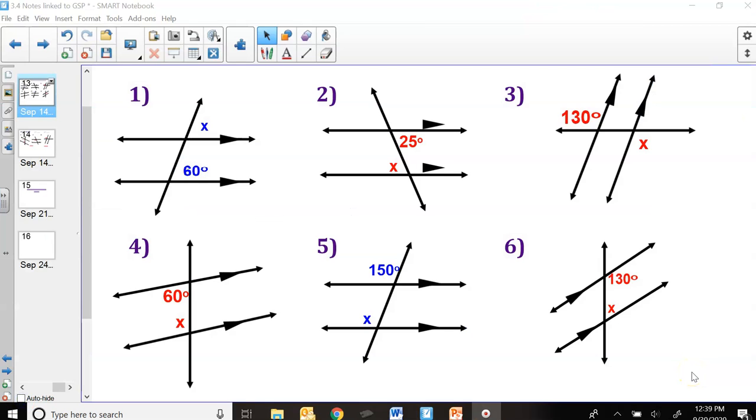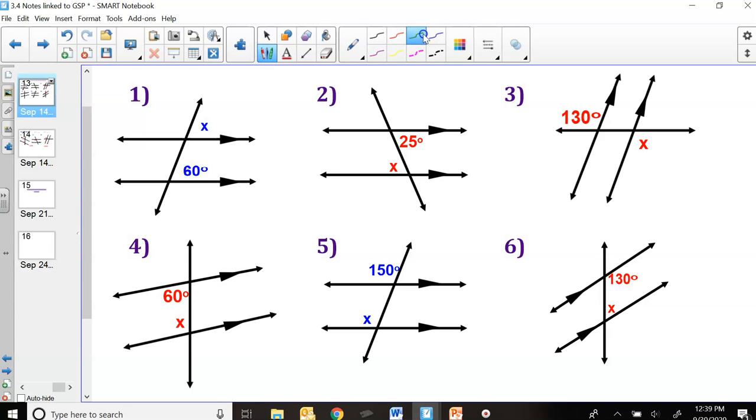All right, I'm going to work through a few examples, okay? It's very important that you figure out if the two angles you're looking at are corresponding, alternate interior, or alternate exterior, because if they are, then they're congruent. However, if they're same side interior, they are not congruent. They add up to 180. They're supplementary, okay?